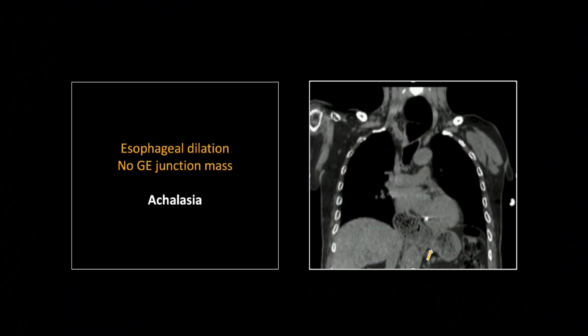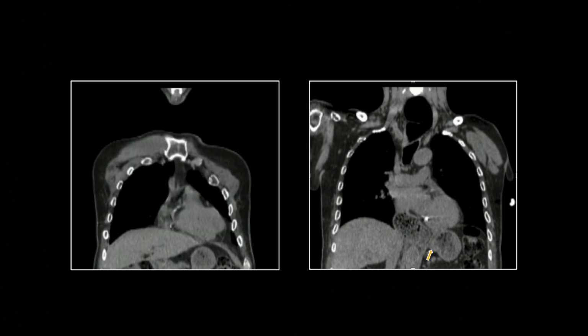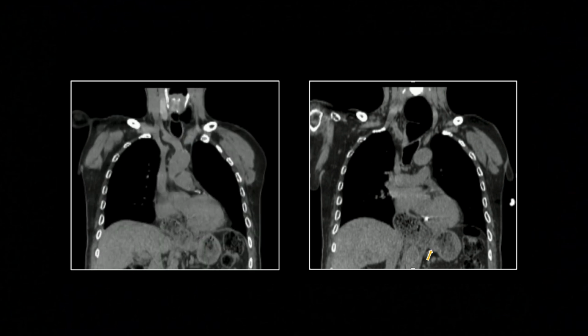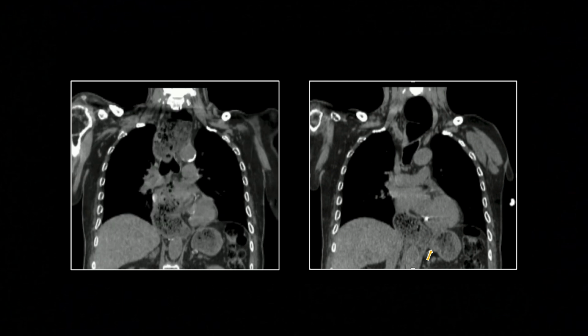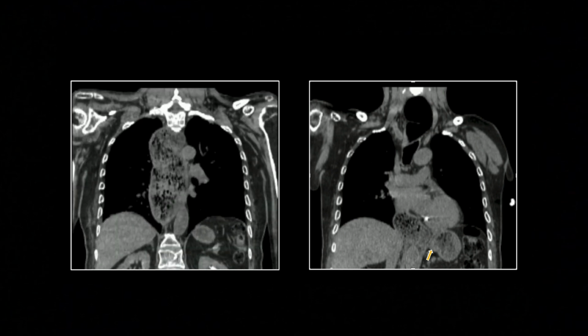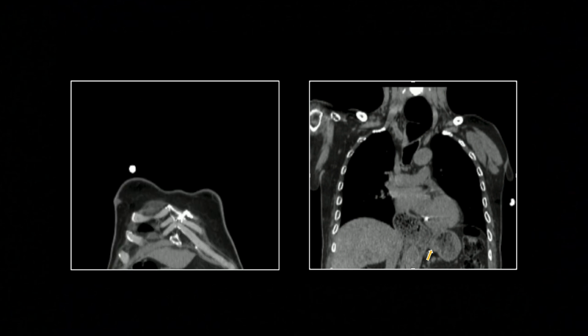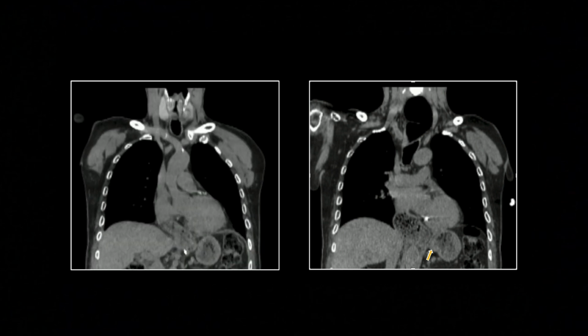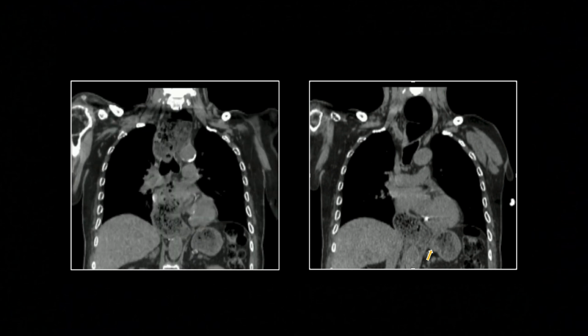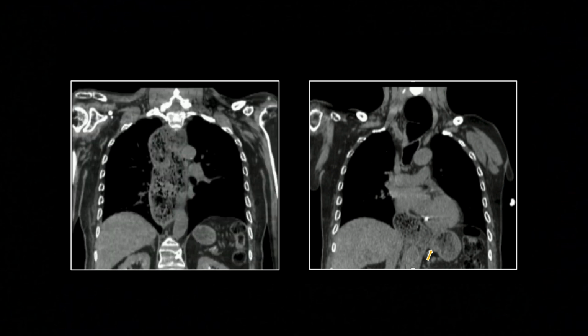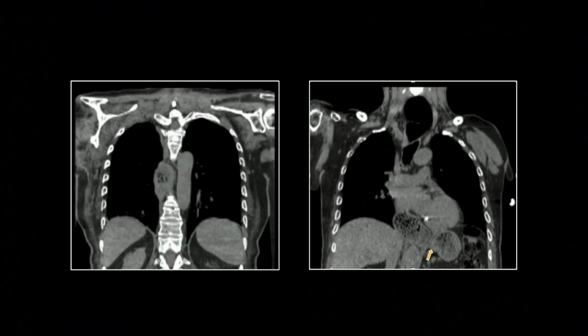looking. So here it is on the coronal, and the coronals are, and sagittals for that matter, are very helpful here, because obviously as many views as you can get of that GE junction, the better. Just massive dilation of the esophagus, and they often will present with a food-packed esophagus like this, with the last several weeks of meals all packed in there.